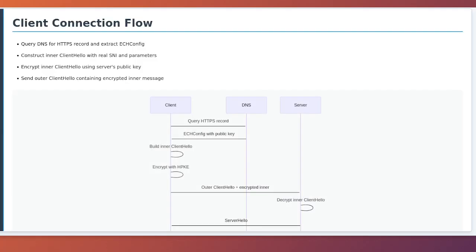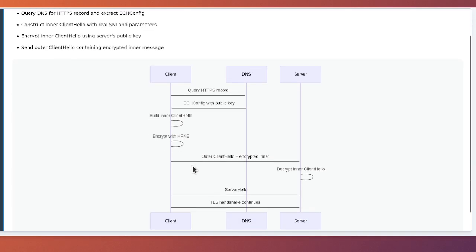Client connection flow with ECH. When a client establishes a connection using encrypted ClientHello, it follows a multi-step process that integrates DNS resolution, cryptographic operations, and TLS handshake procedures. Understanding this complete flow shows how all the components work together. The process begins when a user enters a URL or a client application needs to establish an HTTPS connection. The first step is DNS resolution.